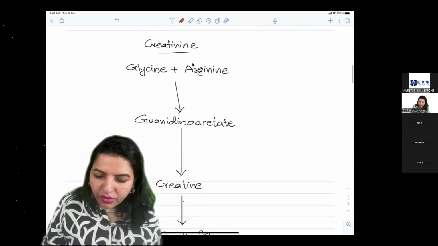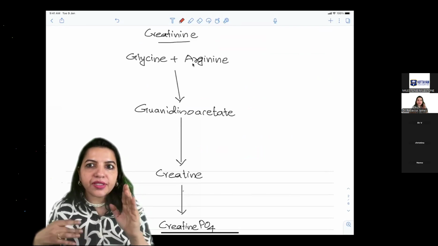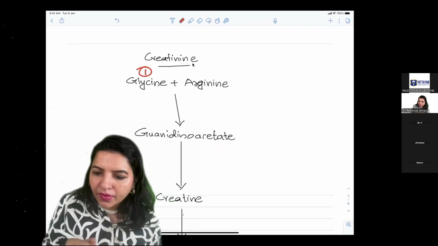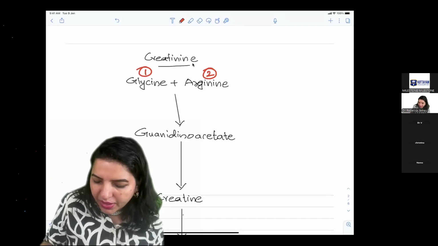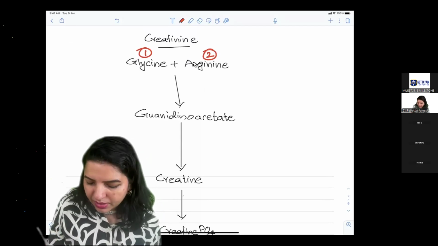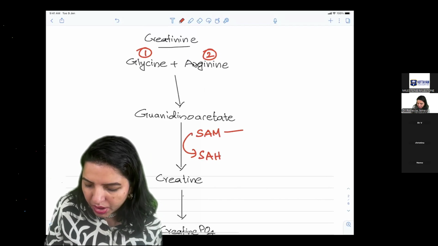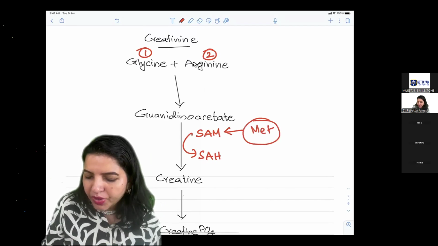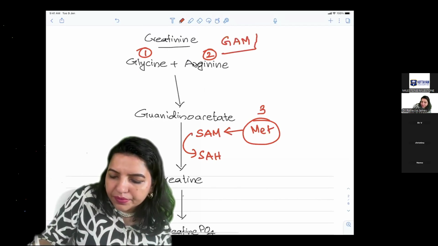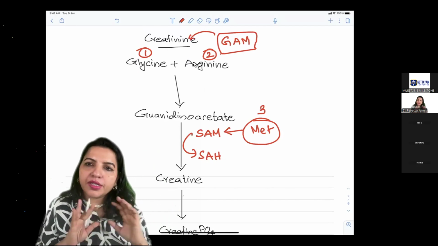Okay, fine, good. Now going to creatinine. No need to learn this pathway. I have just shown you this pathway to understand that there are three amino acids involved in the synthesis of creatinine. The first one is glycine. Second one is arginine. And the third one I'll tell you. First glycine and arginine become guanidinoacetate. Then it becomes creatine. For this reaction, S-adenosyl methionine is converted to S-adenosyl homocysteine. So the third amino acid here is methionine. No need to learn everything. Just learn GAM: glycine, arginine and methionine. That is for the synthesis of creatinine. That is enough.